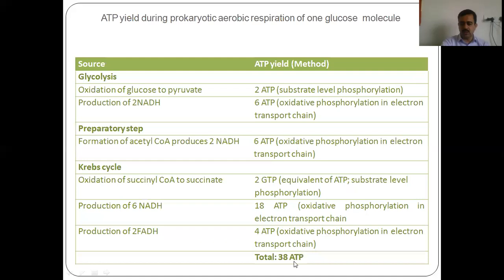In total, 38 ATPs are generated when a molecule of glucose undergoes glycolysis, the TCA cycle, that is the Krebs cycle, and the electron transport chain. So this is how the overall reaction takes place in aerobic respiration in prokaryotes. That is, from one molecule of glucose, 38 ATP molecules are generated. Correct? So that's all for today, and we have completed the part regarding aerobic respiration in bacteria.